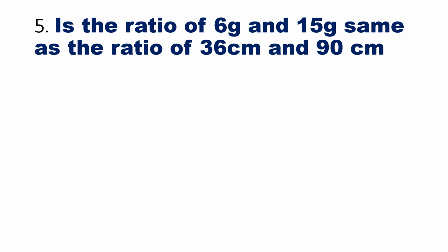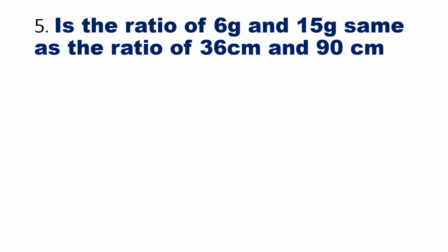Let us try this sum. This is the fifth sum. Okay, so we will just try this. Is the ratio of 6 gram and 15 gram same as the ratio of 36 centimeter and 90 centimeter? So in this chapter we have understood that a ratio, how do you get a ratio? We get the ratio by dividing one quantity by another quantity. So they are asking us whether the ratio of 6 gram and 15 gram.